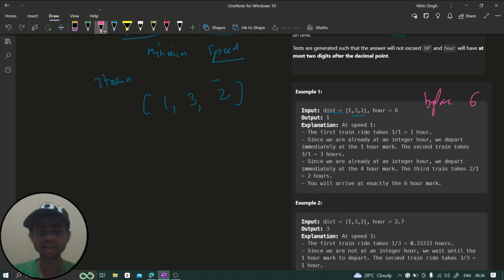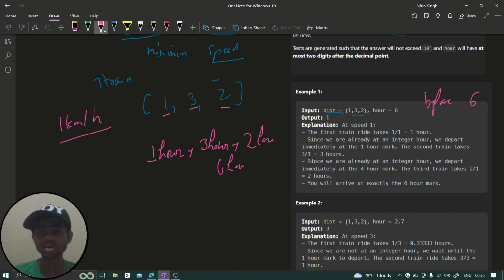So what we are going to do, we are going to say, if we take a speed of 1, it's going to take 1 unit of time, right? So one distance is going to be covered in 1 hour. The second train we can start because it is a fixed hour, right? So we can start the second train, and this is going to cover 3 distance. As we are assuming a speed of 1 kilometer per hour, it's going to cover 3 kilometers, so it's going to take 3 hours, plus the next is going to cover 2 kilometers, so it's going to take 2 hours. So the total we are getting is 6 hours. So you can see guys, we can reach our office in 6 hours.